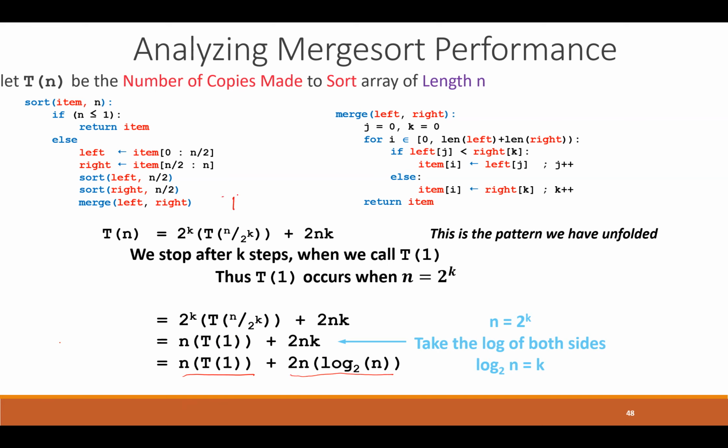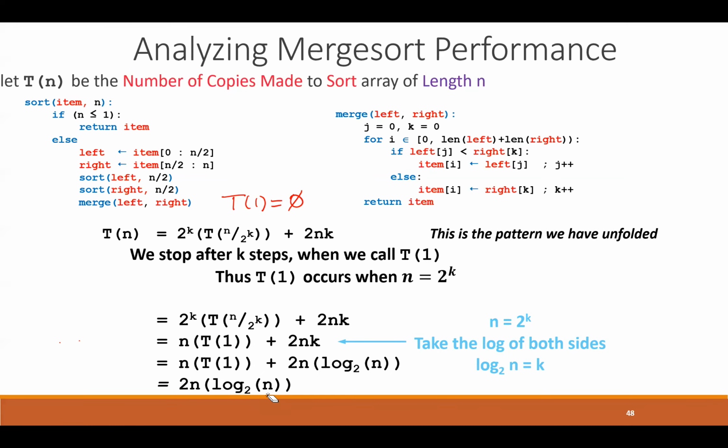As mentioned earlier, in the base case, I do 0 copies. So T(1) is equal to 0. I can substitute that in there and I just get 0. So then my final guess at a closed form is 2n times log base 2 of n for merge sort. Okay, so that's a lot of steps.